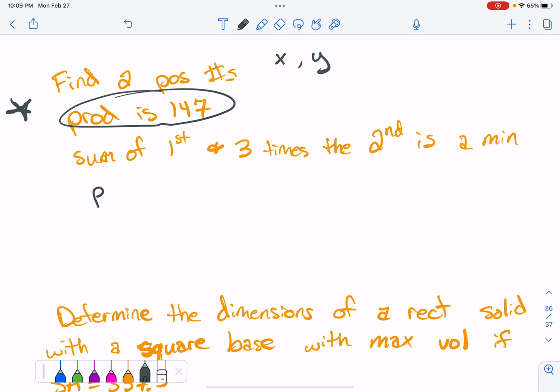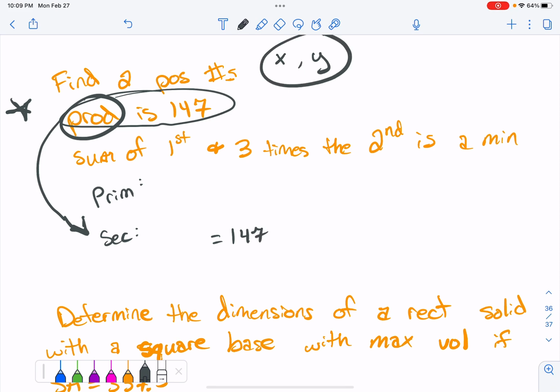147. So we usually have a primary equation and a secondary equation. Okay, you always put what you know in the secondary spot, and if you put it in the primary spot, I don't really care. Whatever. You just need one equation that you know and one equation that you're trying to either maximize or minimize. So I'm going to put secondary. I know product is equal to 147, the product of x and y. The product is just x times y, so that's what I know. I know x times y is 147, okay?